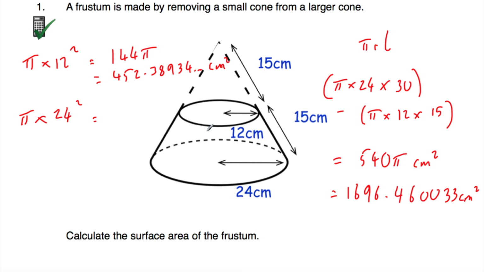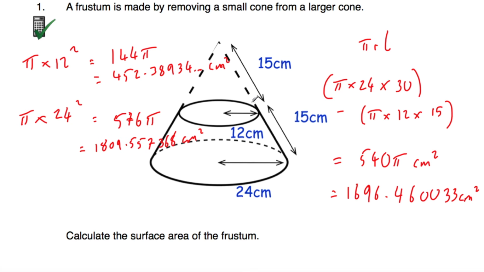So that's the area of the circle on the top of the frustum. Now let's find the area of the circle on the base of the frustum. So we're going to do pi times 24 squared, and that's equal to 576 pi, or as a decimal number, that's equal to 1,809.557368 centimeters squared. So that's fantastic.